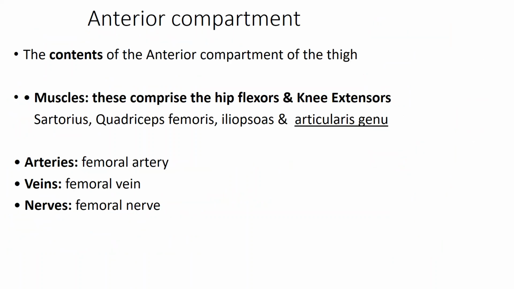So, we discuss the anterior compartment first. The content of the anterior compartment includes the muscles, which comprise the extensors of the knee, and some of these are even the flexors of the hip joint. So it includes the sartorius and the quadriceps femoris, which is a collective portion of the four muscles: rectus femoris and three vasti, vastus medialis, intermedius, and vastus lateralis.